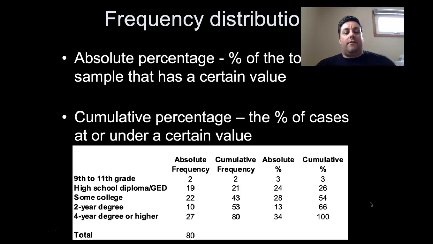Why would we want to ask questions like this? Well, we might want to know which segment of our 80 people have the highest education, right? We might want to know how many people have the highest level of education. And expressed as an absolute percentage, this tells us that about 1/3 of people in whatever this data set would be have a 4-year degree or higher. That might be useful to us for some reason.